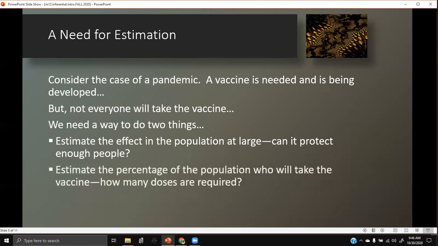And we need to estimate the percentage of the population who will actually take the vaccine. How many doses are going to be required? How do we reach populations that might be difficult to reach? These are the types of questions that need to be answered. They can't be answered explicitly or exactly because populations are just too big. However, we can make estimates and test claims.